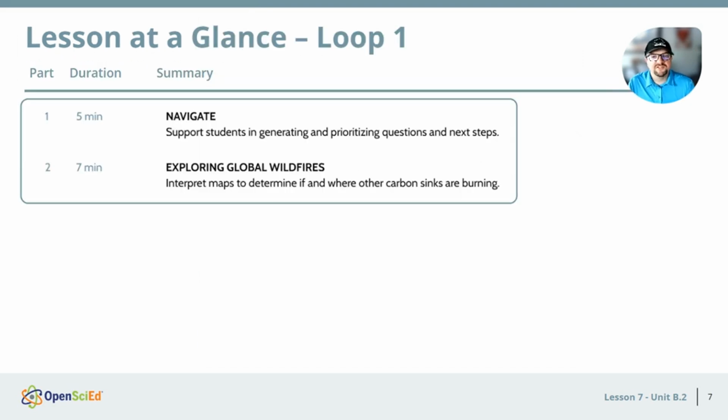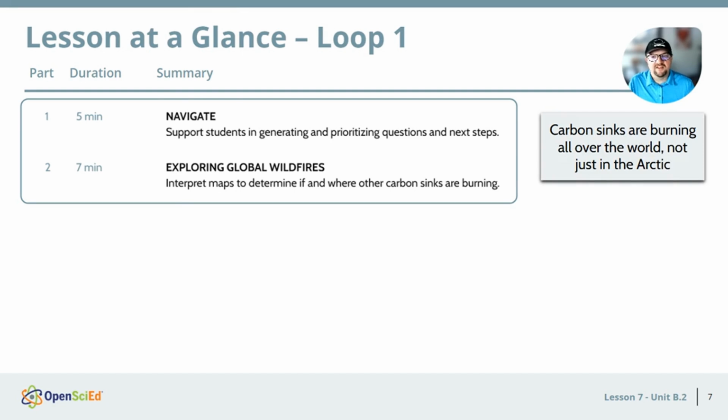In the first loop, students are observing an animated global fire map and recording what they notice. They will figure out from this visual data that carbon sinks are actively burning all over the world, meaning that this is not just an issue for the Arctic. This naturally leads them to wonder what specific factors are causing fires in these distinct global locations.